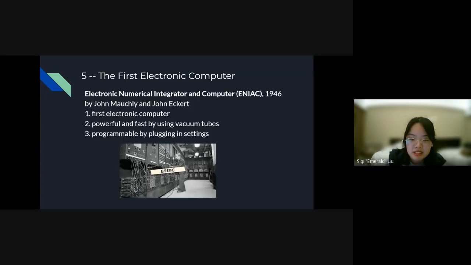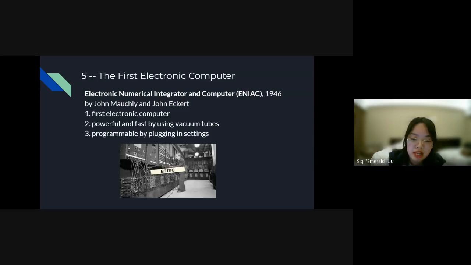So finally, this is the fifth stage of computing machines. In 1946, John Mauchly and John Eckert built the ENIAC, the Electronic Numerical Integrator and Computer. It was the first electronic computer. Data was inputted into the machine from punch cards, which made the calculation powerful and fast. And both ENIAC storage and calculation used vacuum tubes, making ENIAC capable of performing sophisticated engineering problems at electronic speeds.